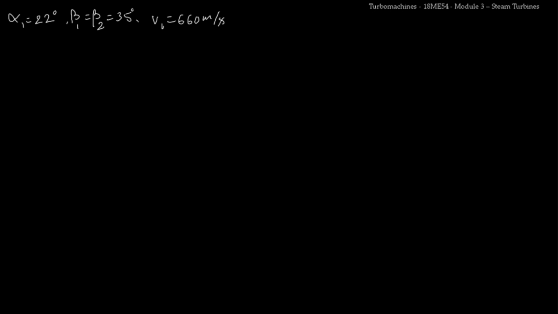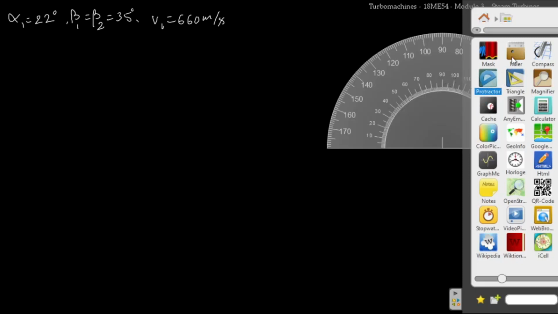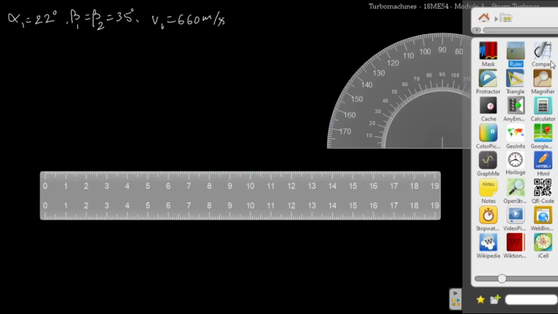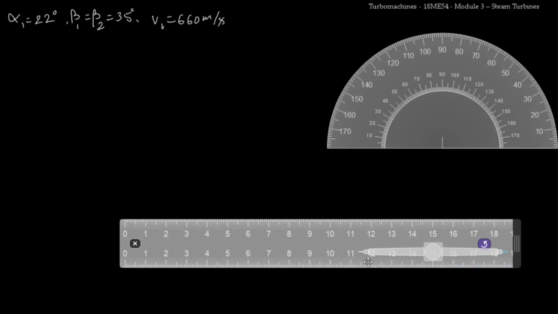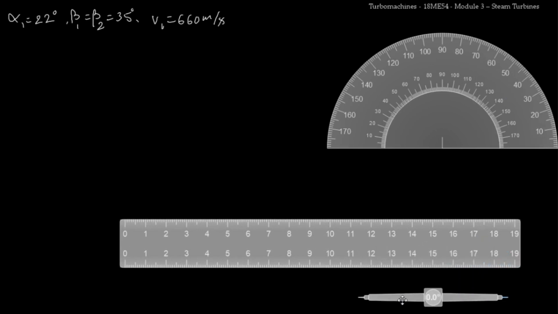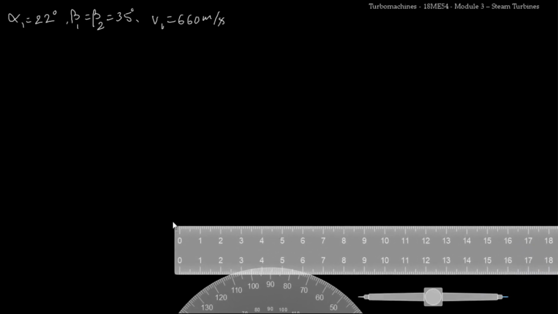So for the first case I will be drawing the velocity triangle with blue colored line. Now I will import the tools required for that. So I need a protractor, I need a ruler, and then I need a compass. So now almost at the center of the page, I'll place the scale and I will draw a line. Now in this problem we don't know the length of u. Actually we have to calculate the length of u.